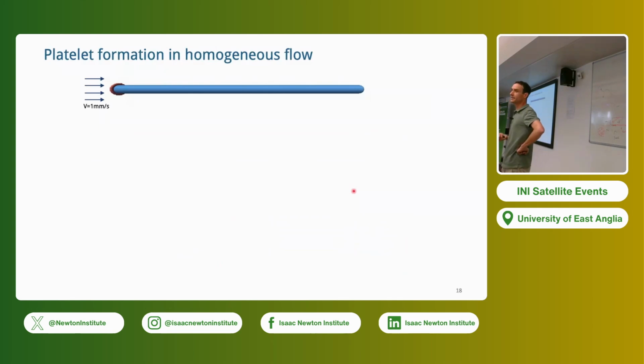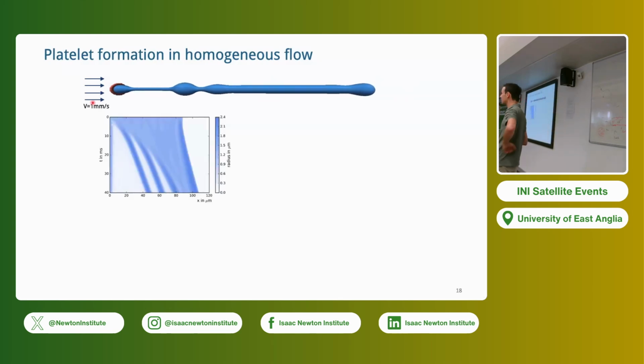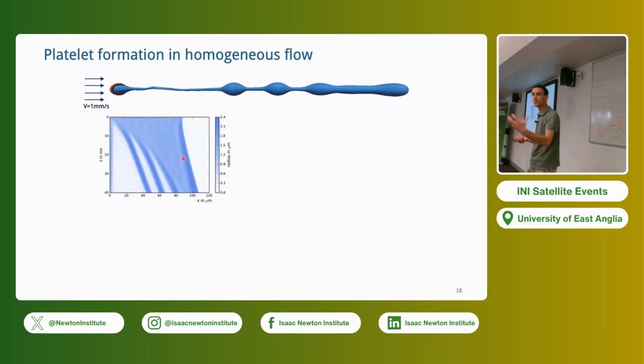We now do this in flow. We start with a homogeneous flow. So there's a homogeneous flow of about 1 millimeter per second. That's the typical velocity that you have in small microcapillaries, so in small blood vessels where platelet formation happens. And that changes the picture in such a way that we're pulling on the proplatelet and we're pulling on these bulges, and these bulges start to move, but they still form. Here's the chymograph. You see the chymograph now slightly moves here to the right. That's because the flow is dragging, is pulling on the proplatelet.